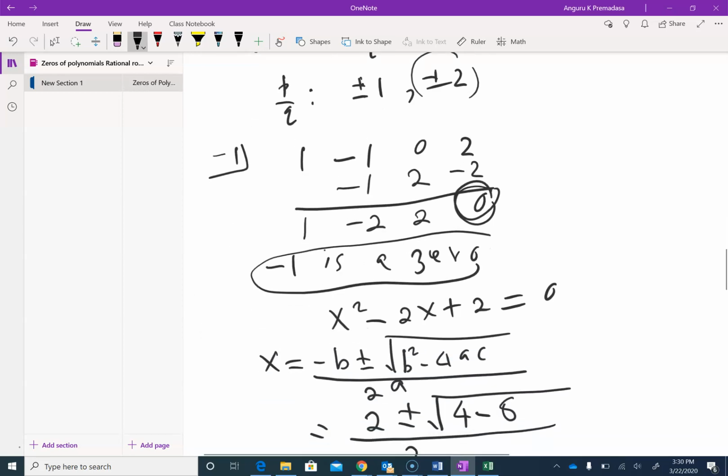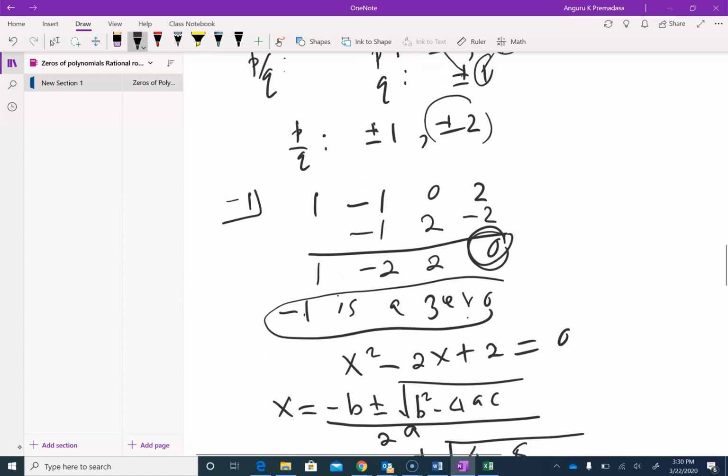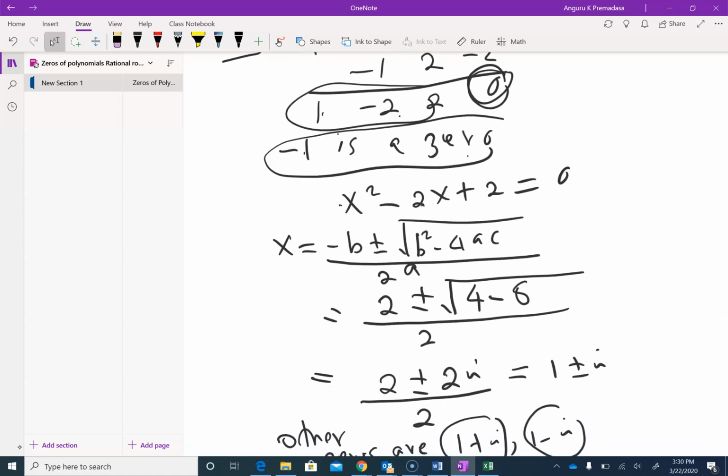Synthetic division, I'll leave it to you. So which means negative 1 is a zero. So now we want to get the other 2. So what you do, we go to the quotient and set it equal to 0. So the quotient will be x squared minus 2x plus 2 equals 0. Now this cannot be factored, so we have to use the quadratic formula for that.